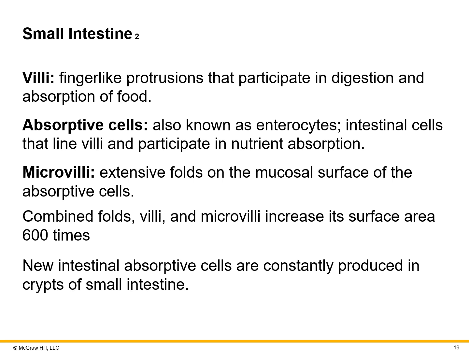It has what are called villi, these finger-like protrusions that stick out to help absorb the food. Those absorptive cells, as the name implies, are called enterocytes. They line those villi and they absorb all the nutrients. And we have microvilli, which are extremely small, but these are extensive folds on the surface. That combined fold increases the surface area about 600 times. So it increases the number of absorptive cells to bring nutrients into our cells.